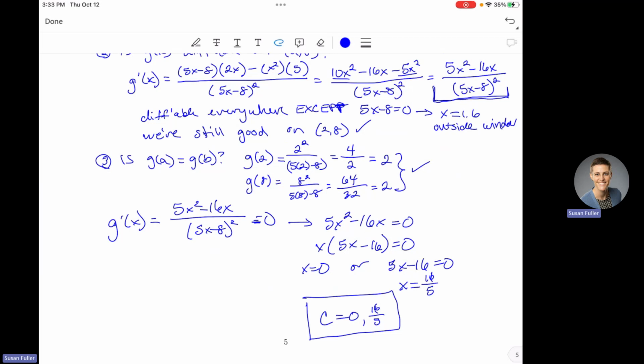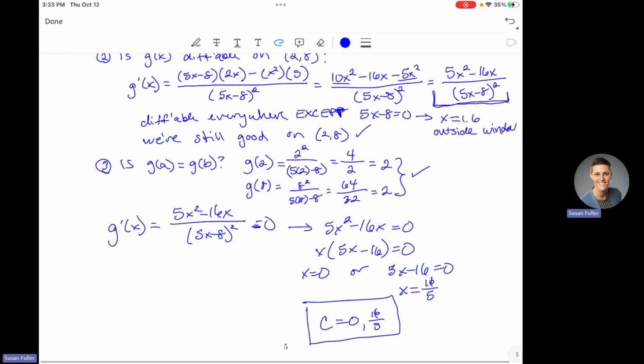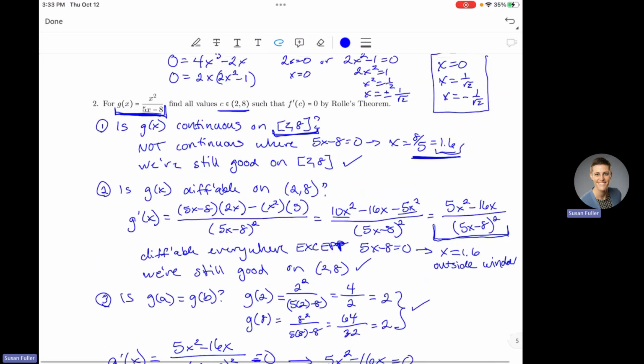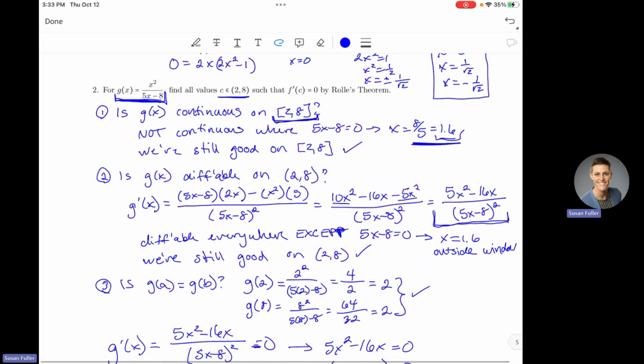And that's Rolle's theorem. So really, we're just looking for the places where our derivative is equal to 0. But before you do that, you have to make sure that you check all of these boxes. You have to be continuous on the closed, differentiable on the open, and your endpoints have to be the same. They have to have the same y value.